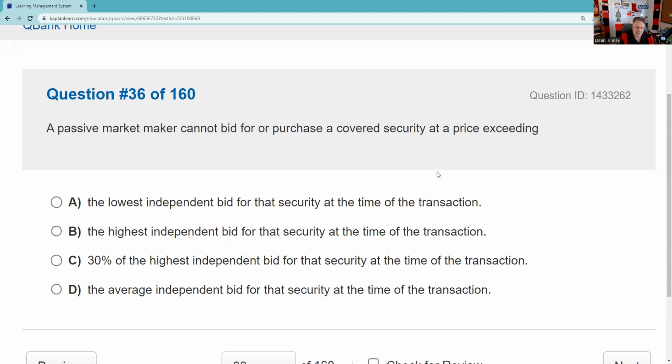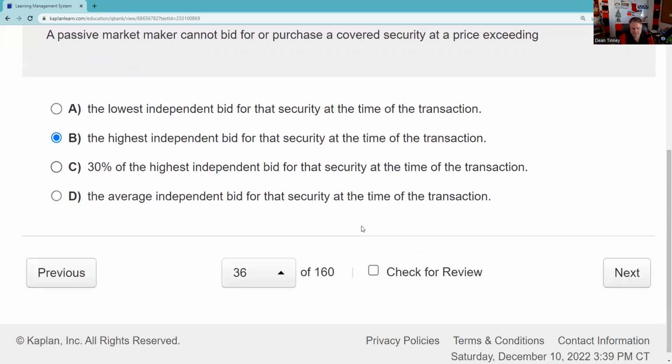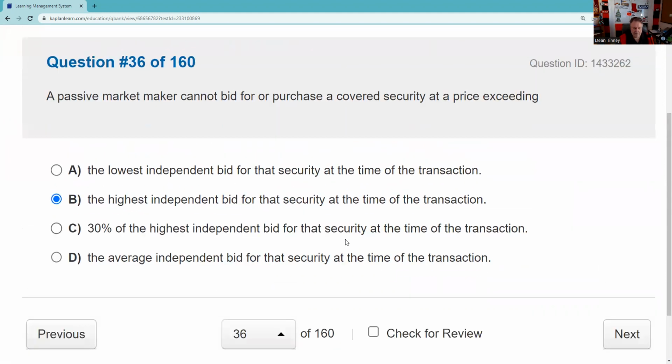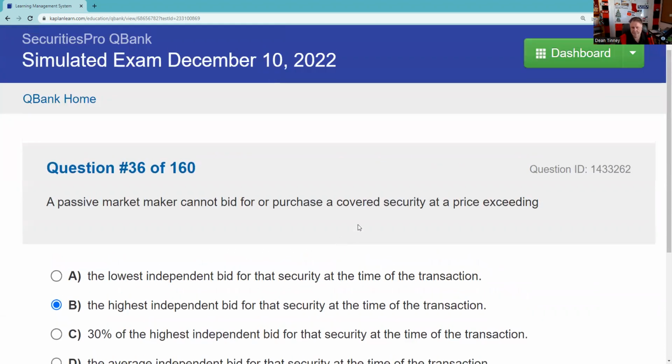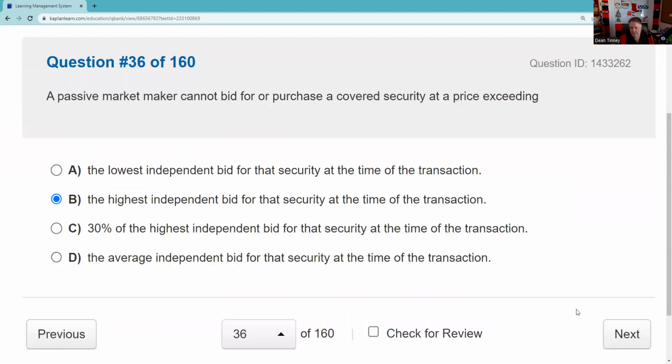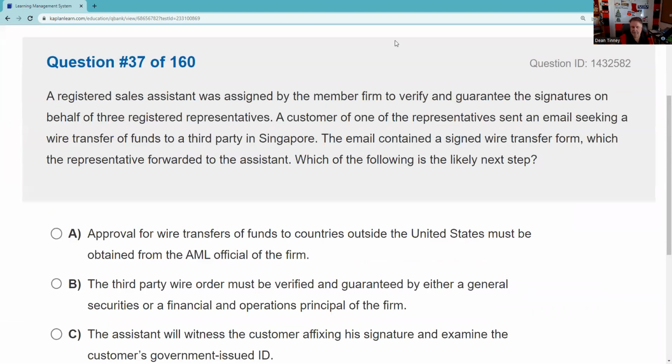A passive market maker cannot bid for or purchase a covered security at a price exceeding. Now, what we don't want to give is the false impression that this is actually hot. And so we're not going to go, at a price exceeding the highest independent bid at the time of the transaction. So, that's what we're concerned about, making it look like instead of it's sticky, that it's actually hot. Question 37.